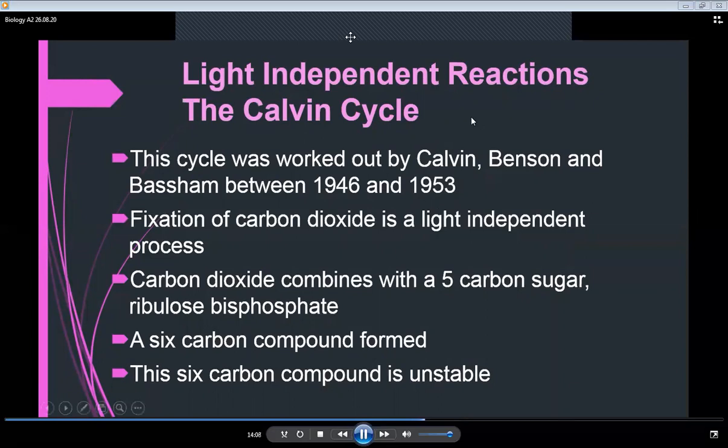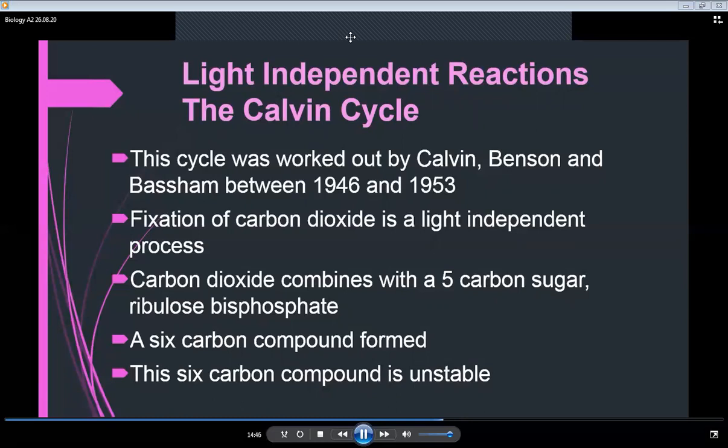Now we are going to talk about the light independent reaction of photosynthesis. Remember that the light independent reaction involves only one cycle, and that is called the Calvin cycle. Why is it called the Calvin cycle? There were three people who worked out this cycle: Calvin, Benson and Bassham, between 1946 and 1953, but the major contribution was given by Calvin. That's why this cycle is usually called the Calvin cycle.